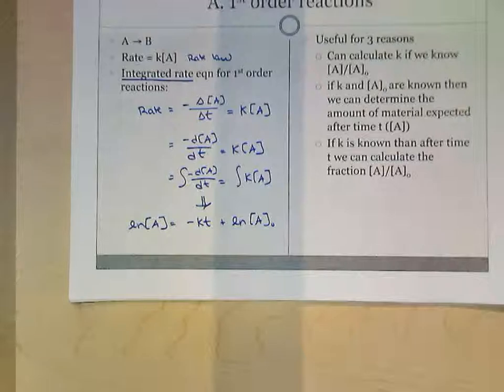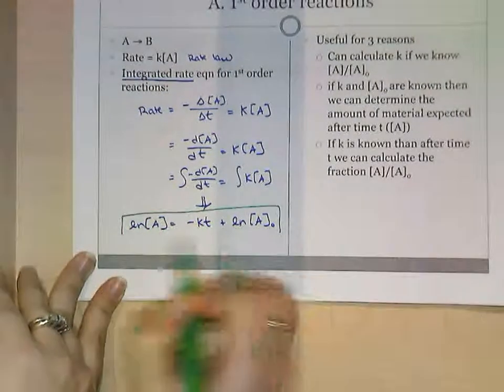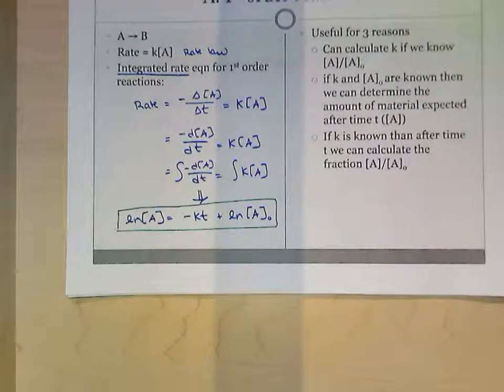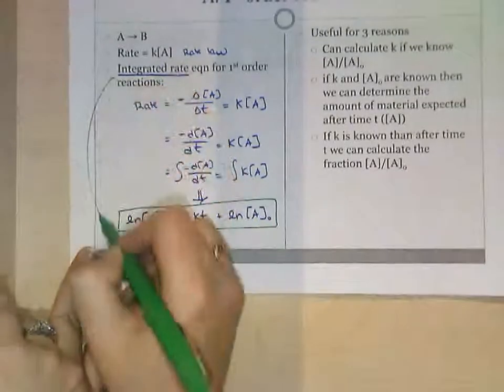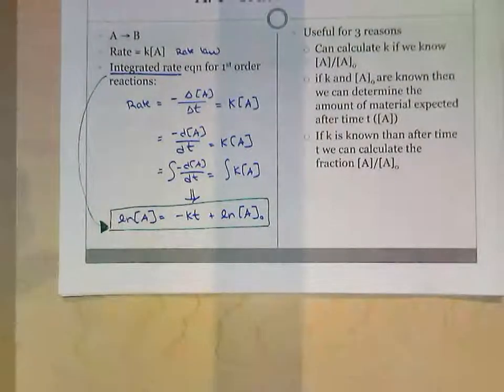So, a few steps later, we're going to get this. Go ahead and box that. We're going to use that a lot. Do we need to know how to integrate? Now, I would love for you to know how to integrate, but you do not have to be able to work through it. Just know that the integrated rate equation for first order reactions is this. For all first order equations, this is the integrated rate law.